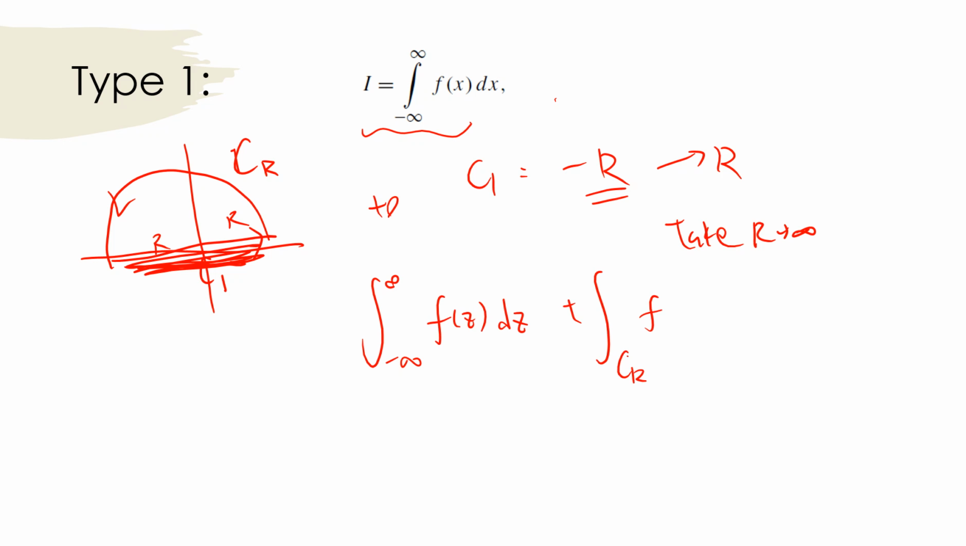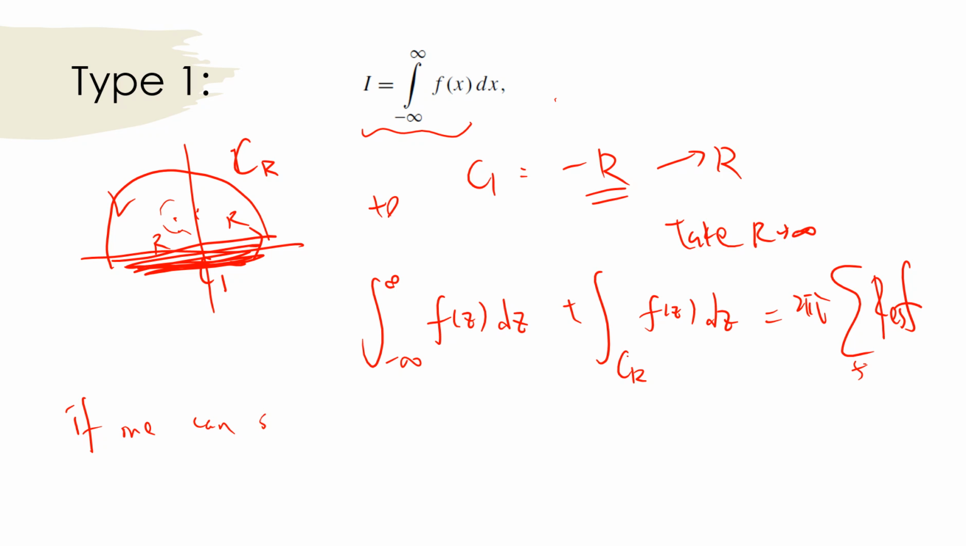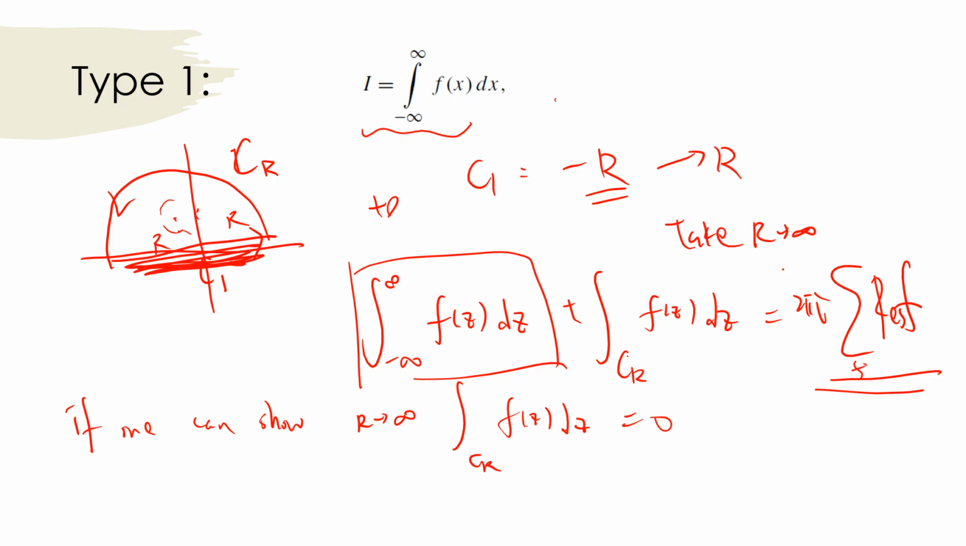The integral of f of z dz will become the summation of 2 pi i times the residues in the upper half plane. And if one can show that when R goes to infinity, the integral over CR of f of z dz is 0, then this term is just the same as these terms. Usually we will take the upper half plane, but in some cases we will take the lower half plane.